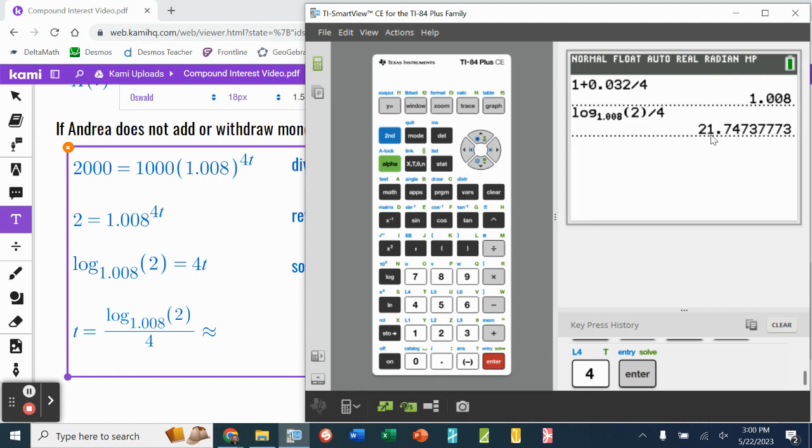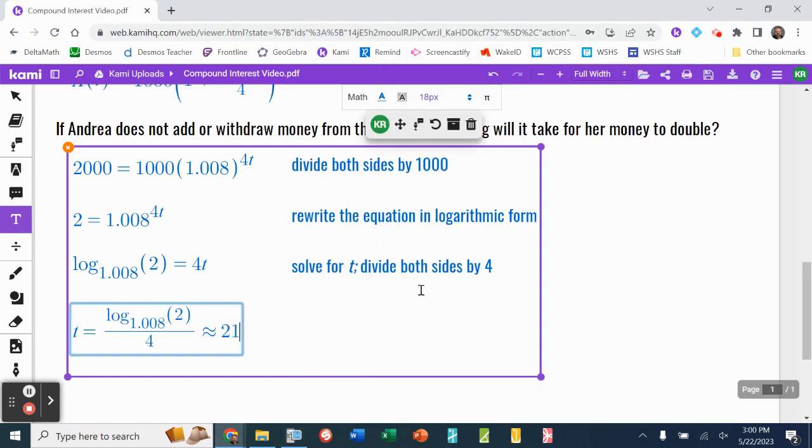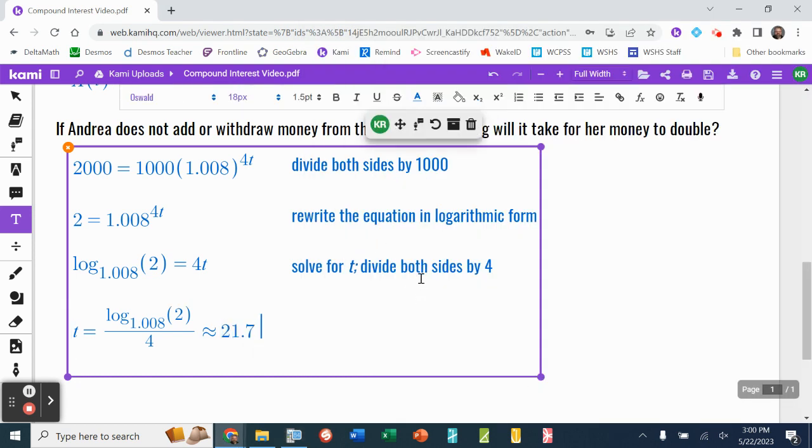And so it turns out that if Andrea does not add or withdraw any money from her account, she would need to leave the money there for approximately 21.7 years for her money to double. 21.7 years. That's it.